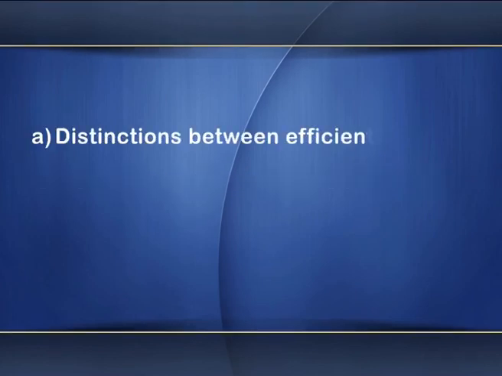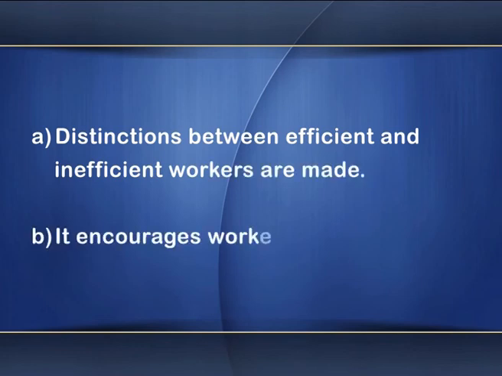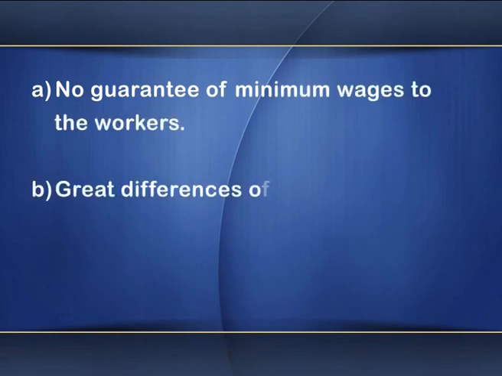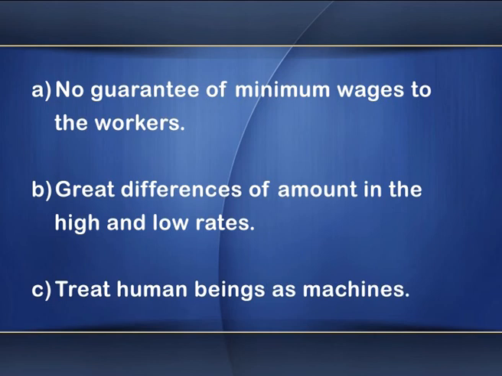The advantages of Taylor's piece rate are: A. Distinctions between efficient and inefficient workers are made, and B. It encourages workers to be efficient. And the disadvantages of Taylor's piece rate are: A. No guarantee of minimum wages is given to the workers, B. Great differences of amount in the high and low rates are there, and C. Treating human beings as machines.